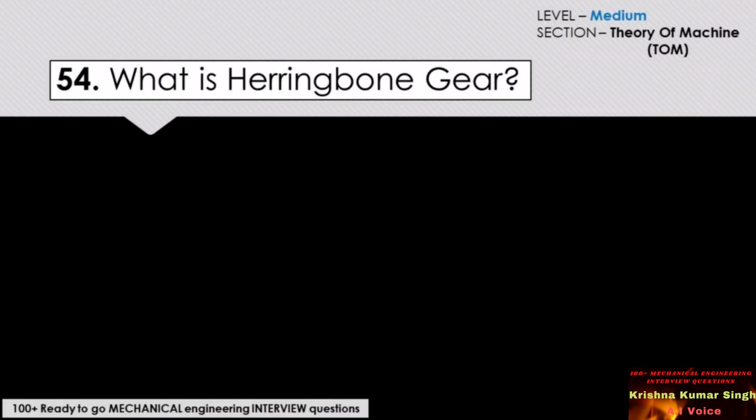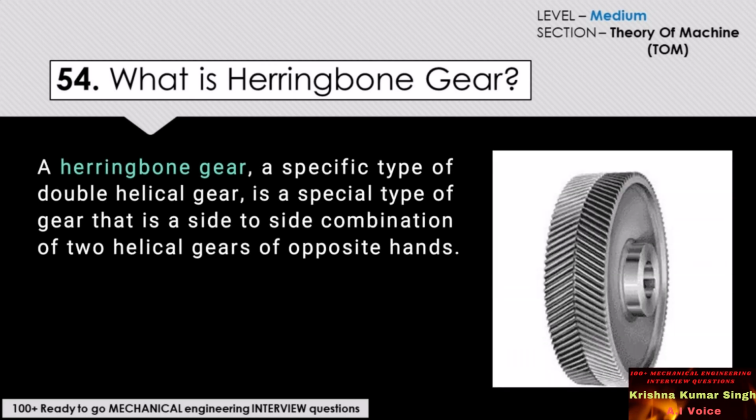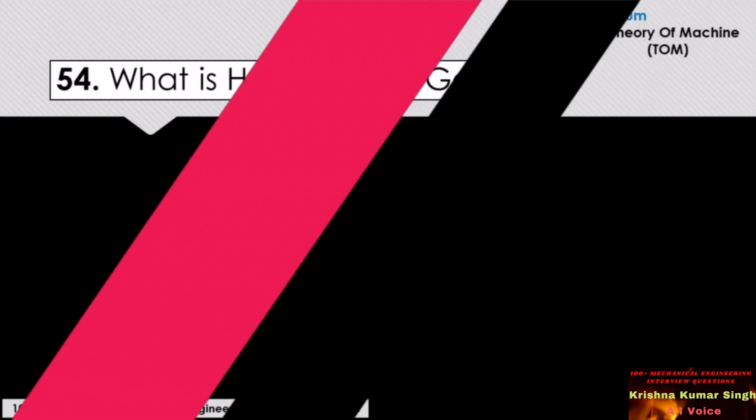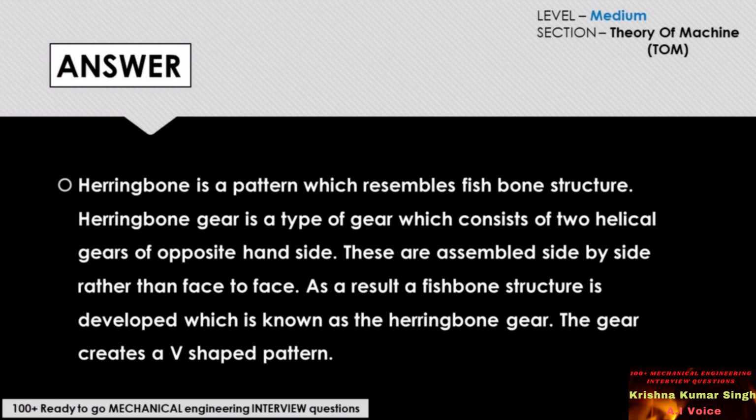What is a herringbone gear? A herringbone gear is a specific type of double helical gear. It is a special type of gear that is a side-to-side combination of two helical gears of opposite hands. From the top, each helical groove of this gear looks like the letter V, and many altogether form a herringbone pattern. So the answer to this question would be herringbone is a pattern which resembles fish bone structure.